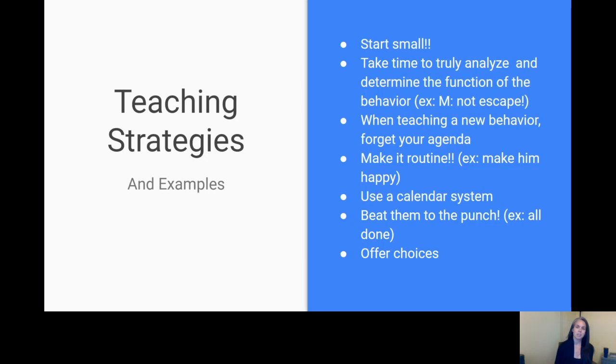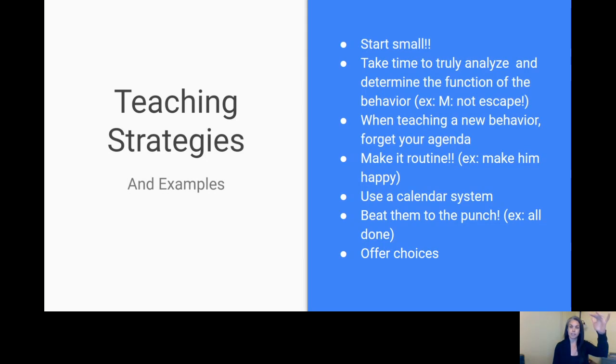When teaching, bullet point number 3 is: when teaching a new behavior, forget your agenda. What I mean is that when you're teaching a new behavior, you're actively teaching a replacement behavior for the one that's undesirable, and you're teaching a new way to communicate and obtain the same thing. So remember, we're looking at our antecedent, our behavior, and our consequence.